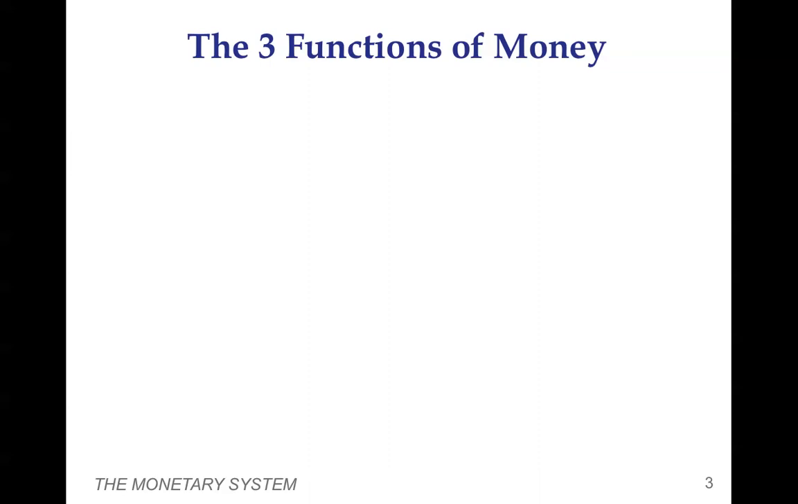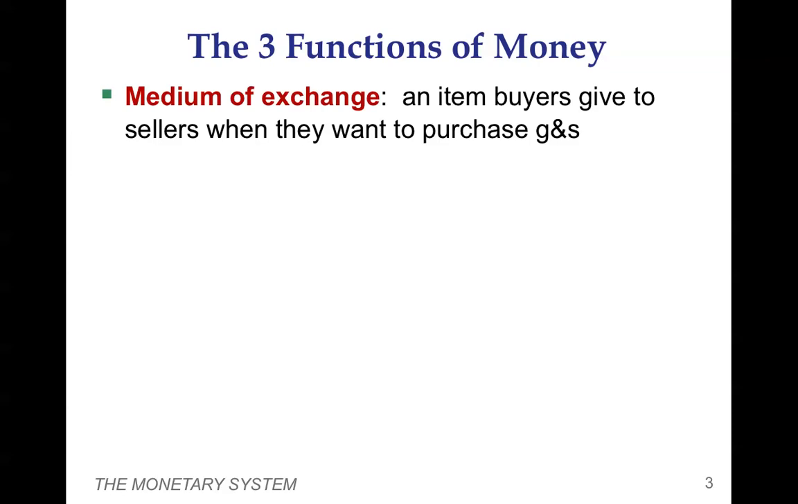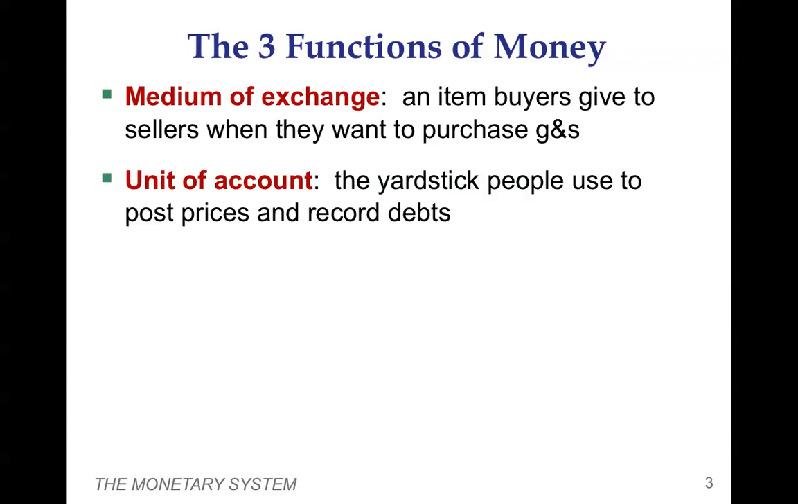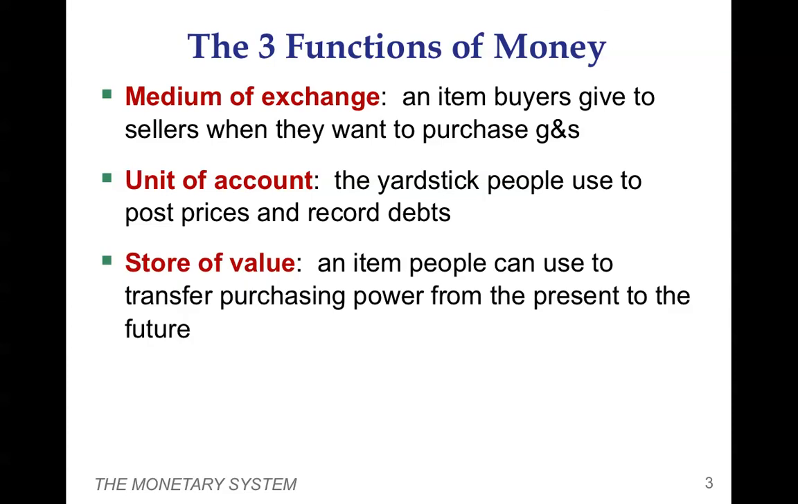Now, money has three functions. Money is, number one, a medium of exchange. It is, as it says here, an item buyers give to sellers when they want to purchase goods and services, and it is a means of acceptance. It is a unit of account, the yardstick people use to post prices and record debts. And unit of account, another way of looking at it, is as a measure of value. How we determine something is valuable is by the money price we give to it.